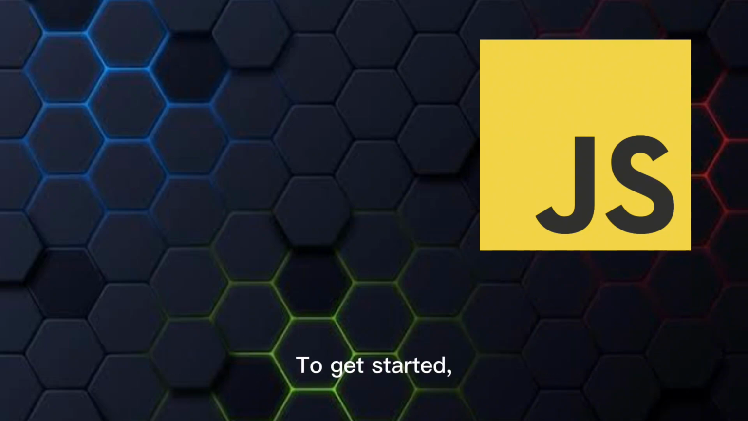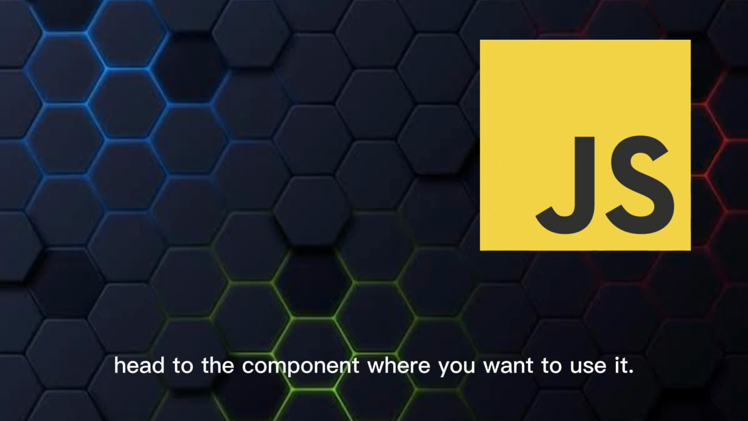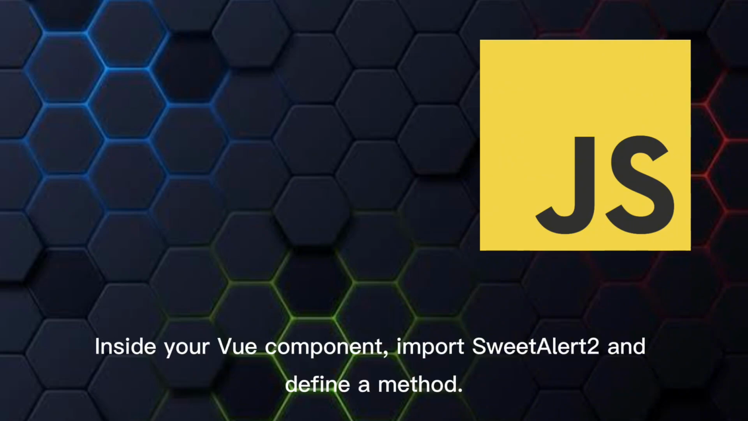To get started, open your terminal inside your Vue project and install SweetAlert using npm. Once installed, head to the component where you want to use it. Inside your Vue component, import SweetAlert 2 and define a method.